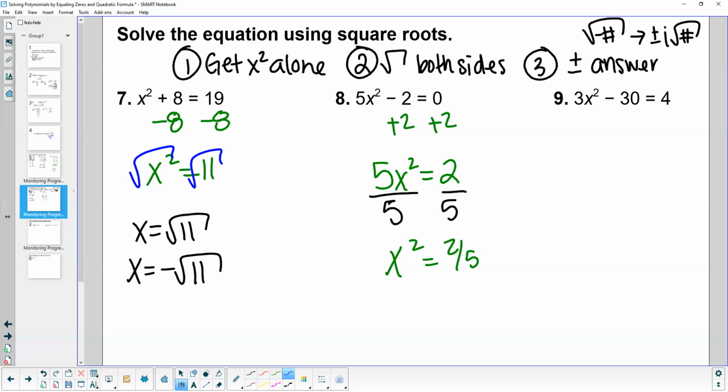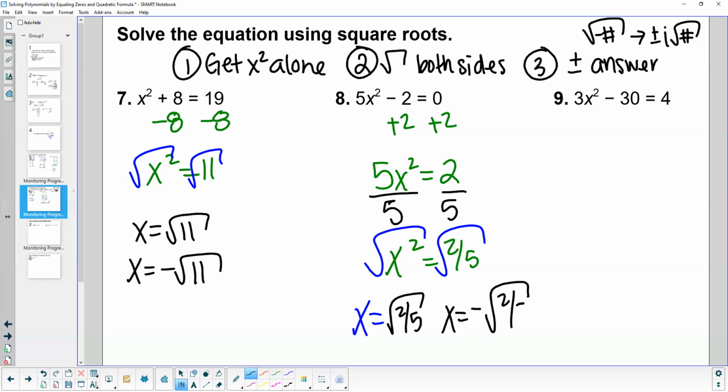Now, after we get that, we want to square root both sides. So I square root this side, square root this side. X equals, well, the square root of 2/5 doesn't come out nicely. X literally equals the square root of 2/5, and x equals the negative square root of 2/5, right? Totally valid, totally fine. Just say that it equals the positive and negative version of that.